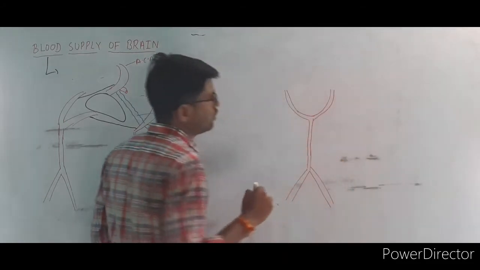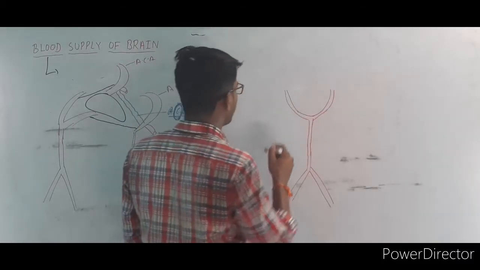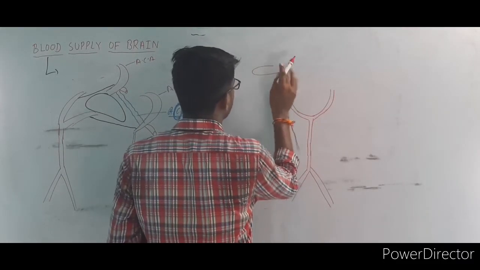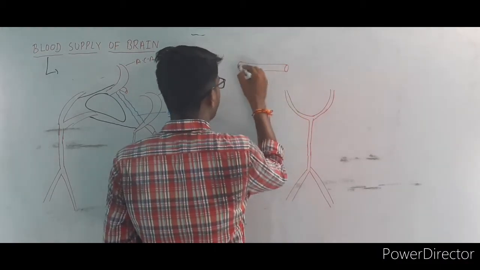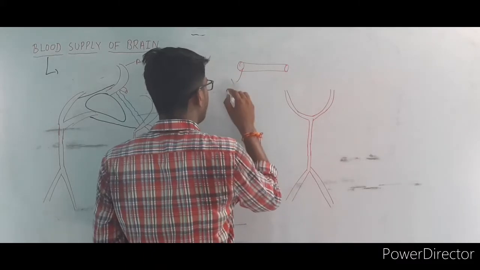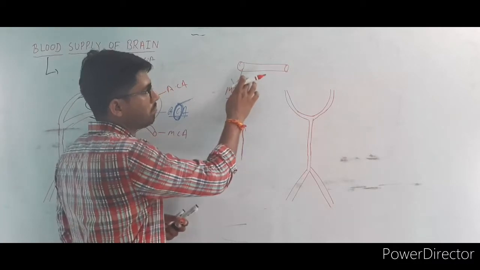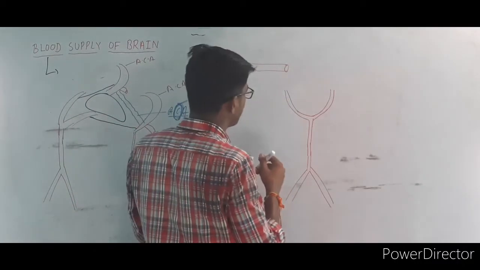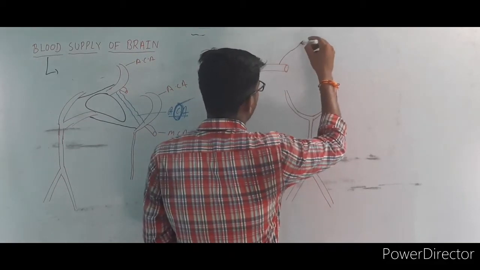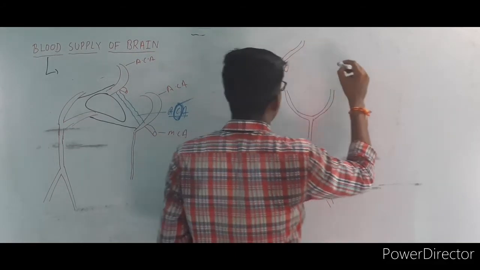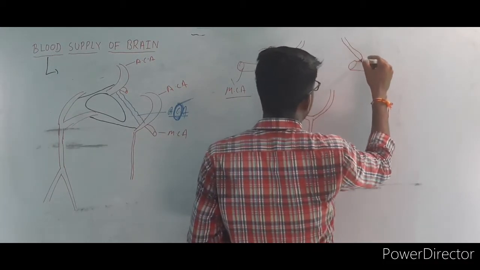The basilar artery gives two branches. So these are the terminal branches. Here is the internal carotid system, the internal carotid artery, and this is the middle cerebral artery. This is the terminal branch, that's why I show it like this. Now which branch will it give? The anterior cerebral. From here also, the internal carotid artery will give the anterior cerebral.